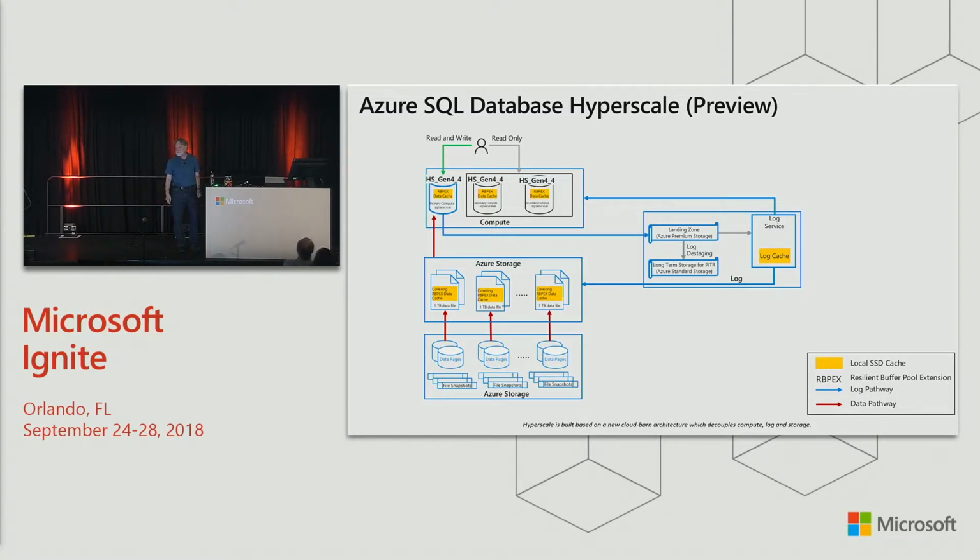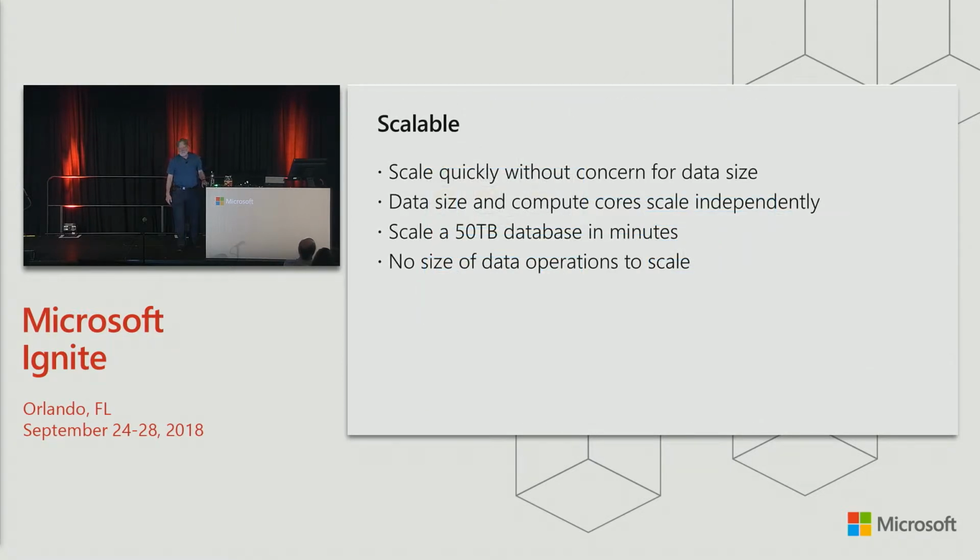So we're going to go through some of the virtues we're bringing to the table here. Scalable. So scale quickly without concern for data size. That's an interesting capability. Data size and compute cores scale independently. You can scale a 50 terabyte database in minutes, and there's no size of data operations when you're scaling. So if you've dealt with premium databases, you know that when you're scaling that, we're copying the entire contents of your data to a new VM. So that's going to take some time. We don't do that here. And I'm going to show you.